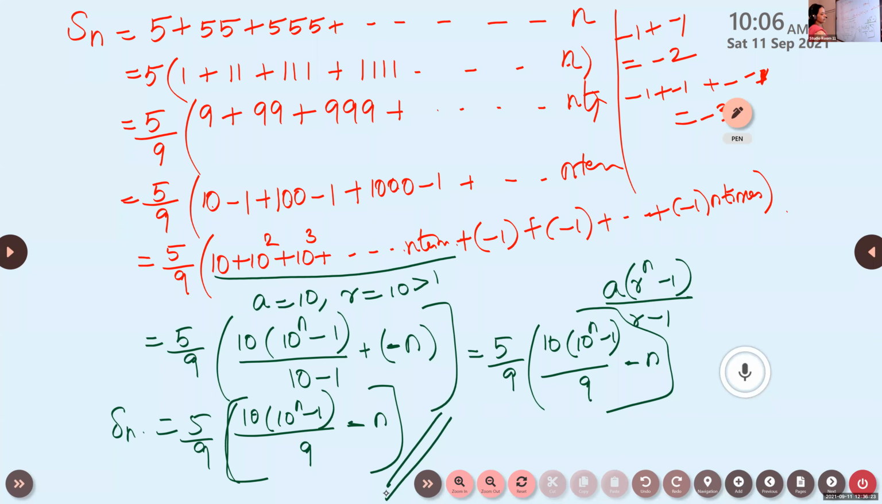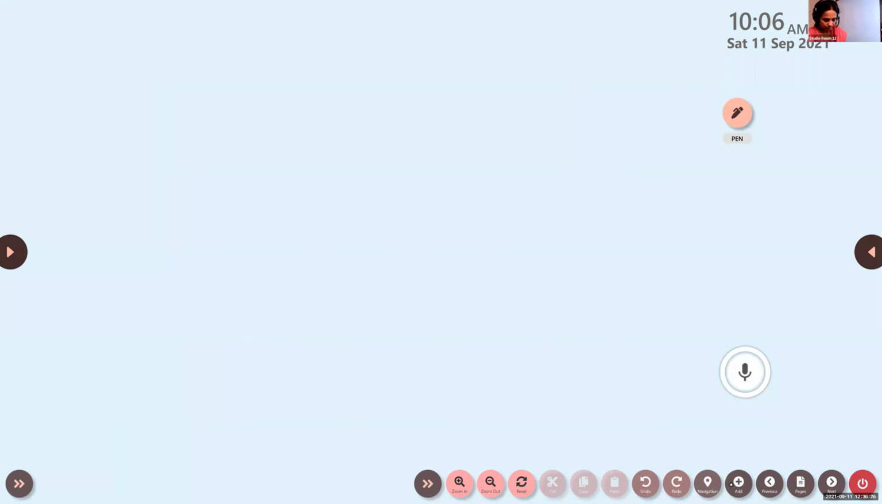Okay, write the next question. Find the sum to n terms: 0.6 plus 0.66 plus 0.666 plus and so on. How to do this? So first take this as Sn. How will you do this if there is a decimal? 0.6, 0.66 and so on. How will you do this?